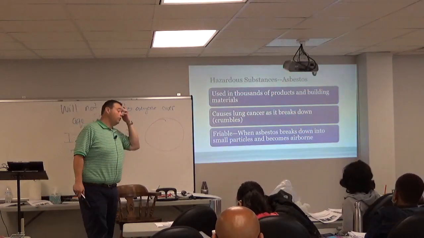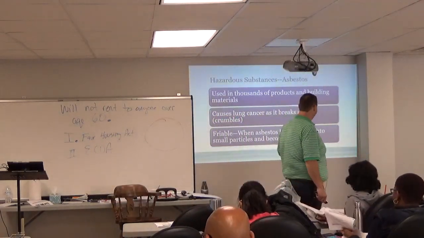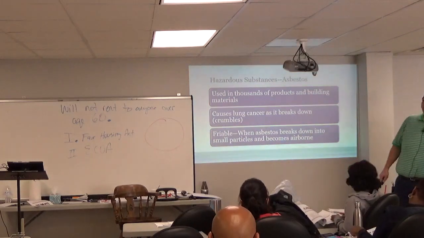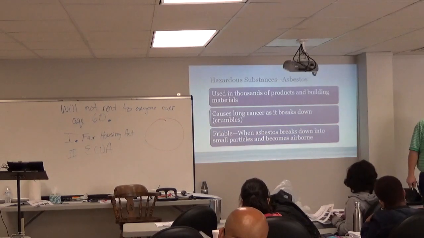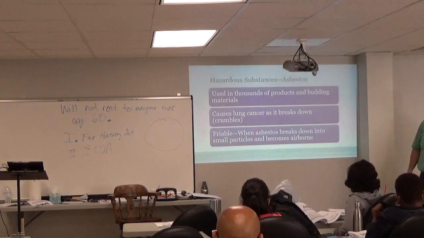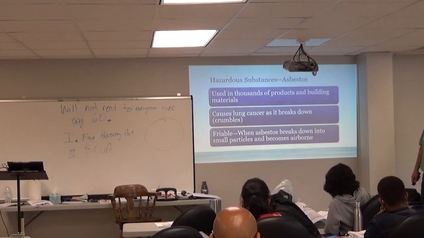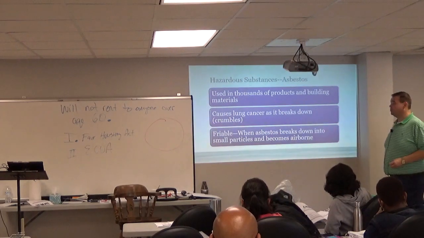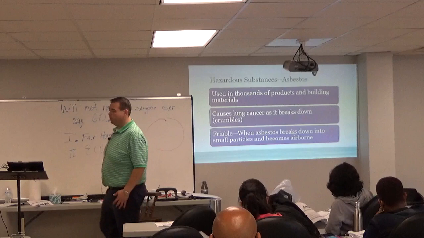It becomes a problem when it is broken down, when it is crumbled. We call that friable. That's what the word is that refers to it when it becomes dangerous. It's called friable. Not like French fry-able, but F-R-I-A-B-L-E. Friable just means crumbling or breaking down. When asbestos is in good shape, it is not harmful. It's only harmful when it becomes pulverized or breaks down, because the particles become airborne, people inhale them, and it eventually leads to lung cancer. That is the primary danger of asbestos, is the development of lung cancer.